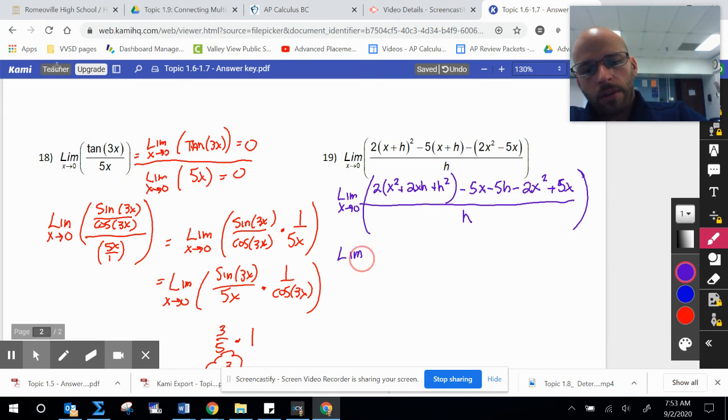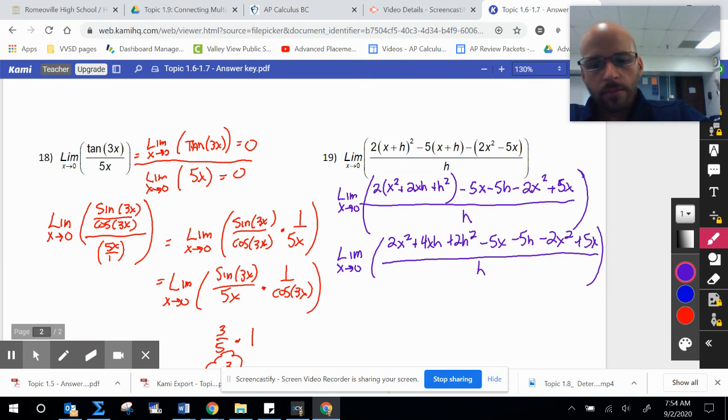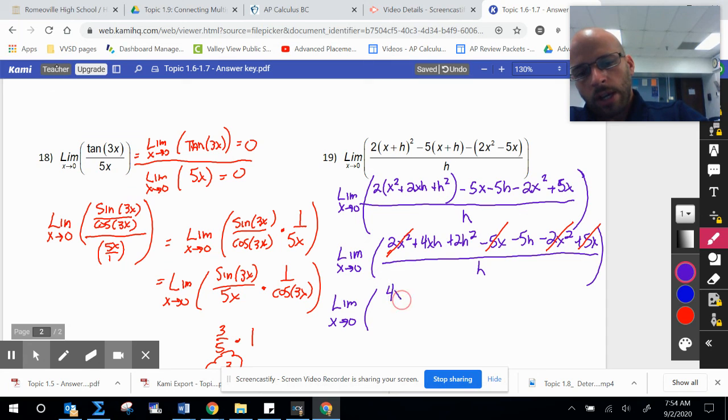Okay, so now I have the limit as x approaches 0. I'm going to distribute the 2 in, so 2x squared plus 4xh plus 2h squared minus 5x minus 5h minus 2x squared plus 5x. You can see here a lot of stuff is going to cancel. More importantly, the 2x squareds cancel, the 5x's cancel, and I'm left with the limit as x approaches 0 of 4xh plus 2h squared minus 5h all over h.